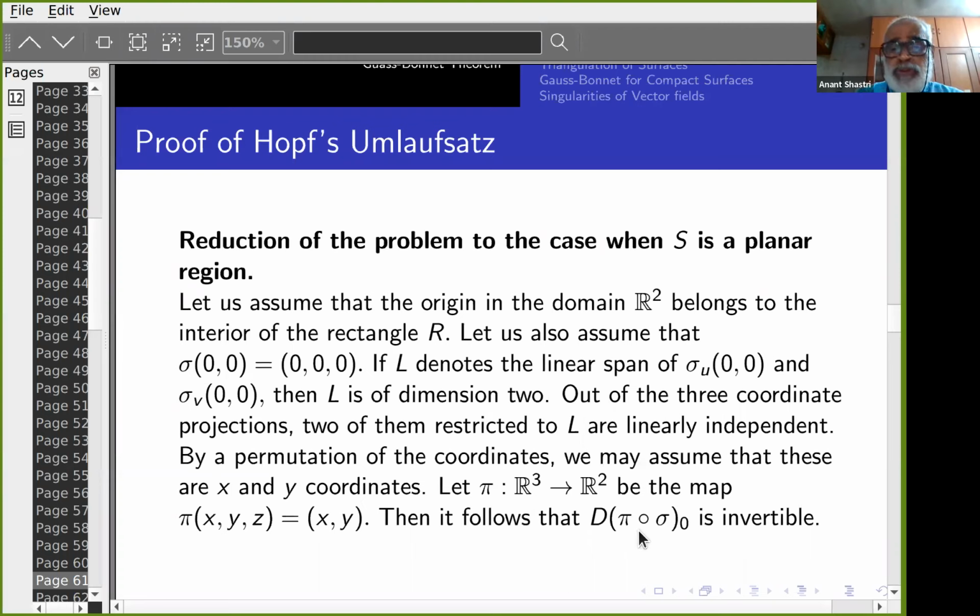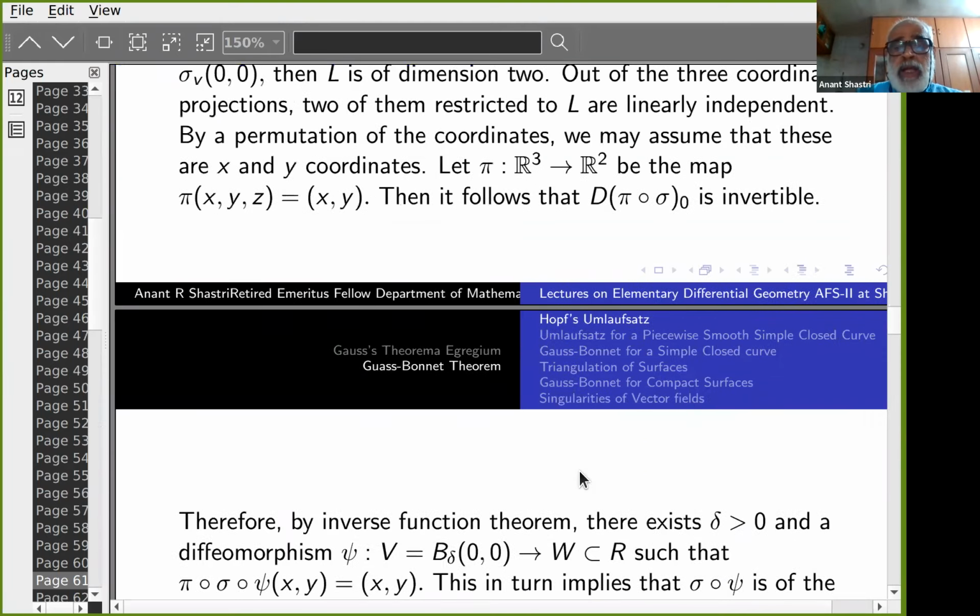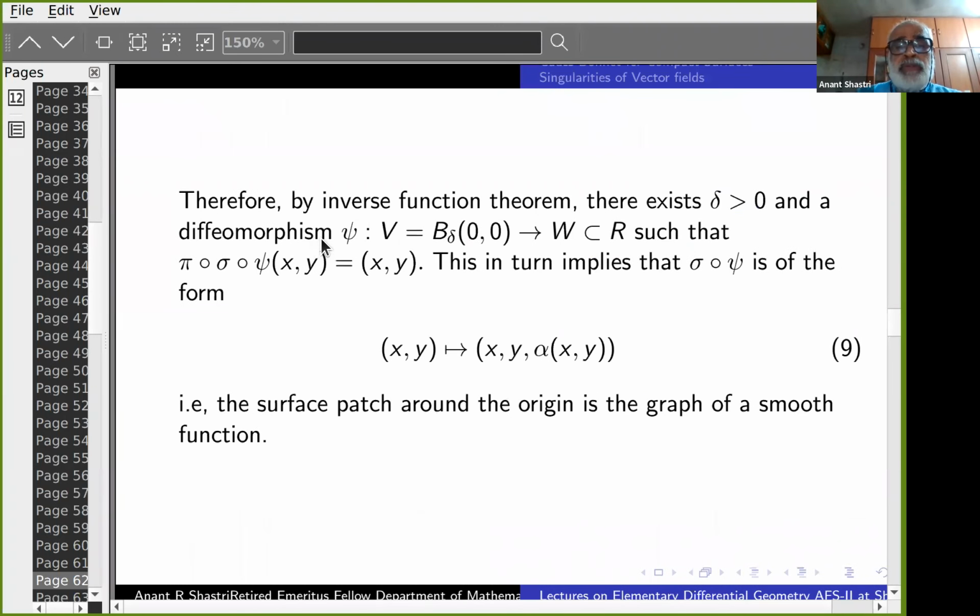In fact, I have proved this theorem already, that in a small neighborhood of this origin, the entire surface looks like the graph of a function. This was a theorem that we proved. You can directly apply the inverse function theorem and this psi is a diffeomorphism, and then rewrite sigma composite psi, which will look like xy going to x comma y comma alpha xy. That it looks like a graph of a smooth function.